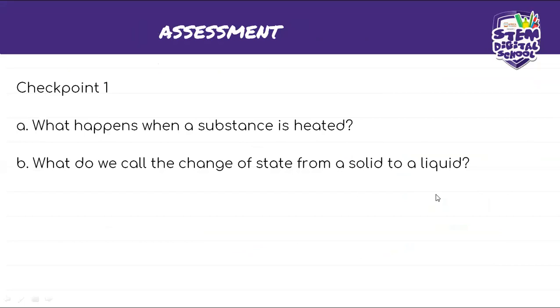Now I've been talking. It's your turn. What happens when a solid is heated? Tell me. What happens when a solid is heated?